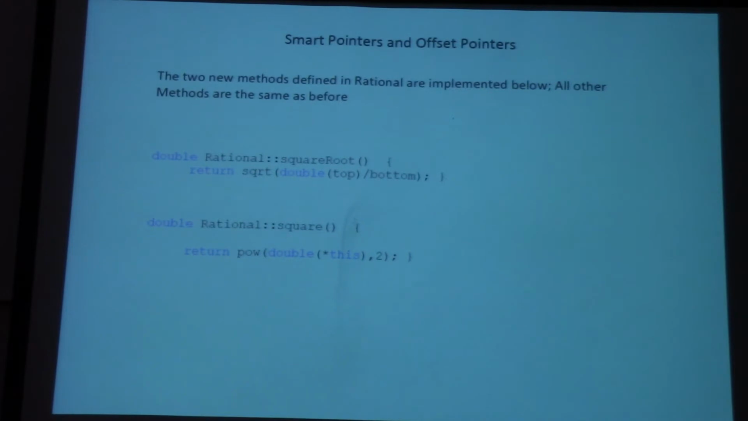What am I doing? Anybody know? Top by bottom value. Say what? Value of top upon bottom. How is this powering this thing? What's this? Rational object? This is a rational pointer, right? Yeah. What's star this? The actual rational? The rational object. What's double? Casting it to a double. Say again. Casting it to a double? Yes. How can I do that?